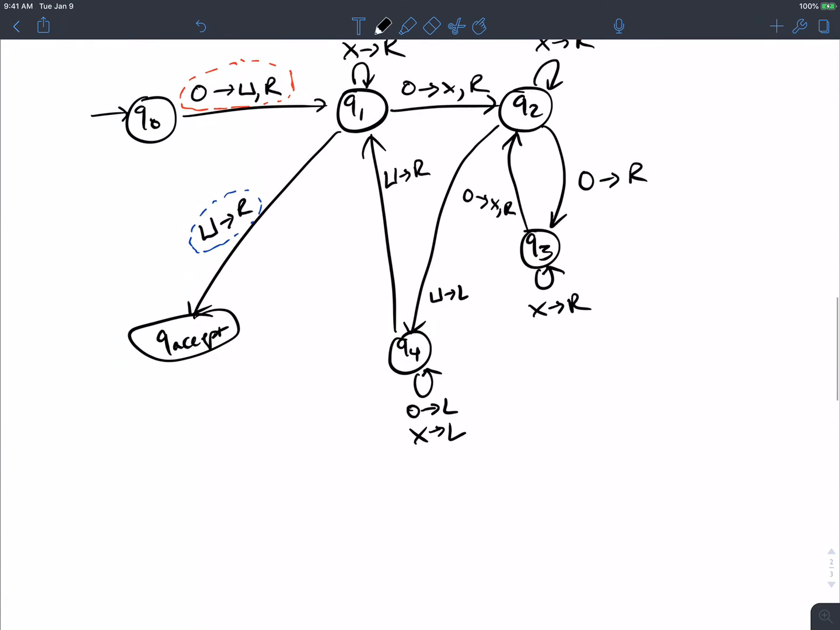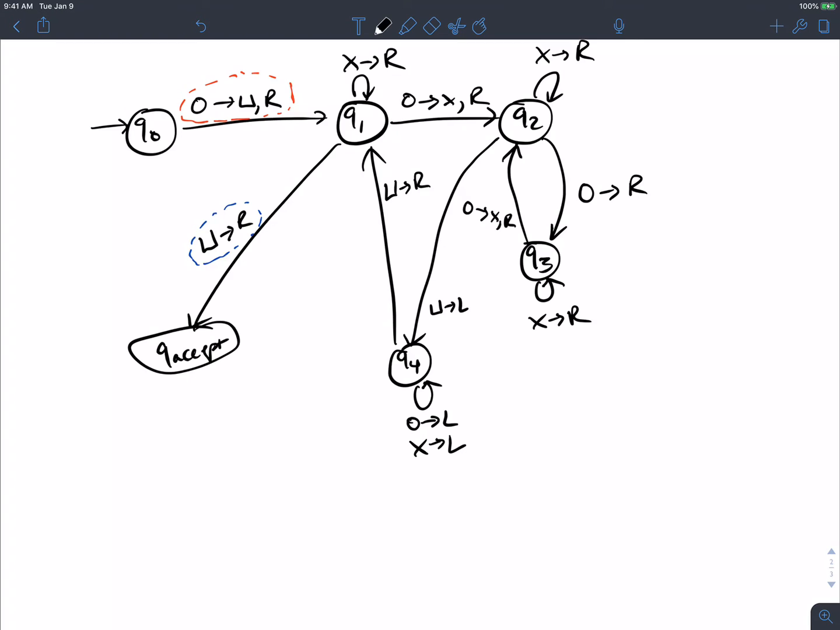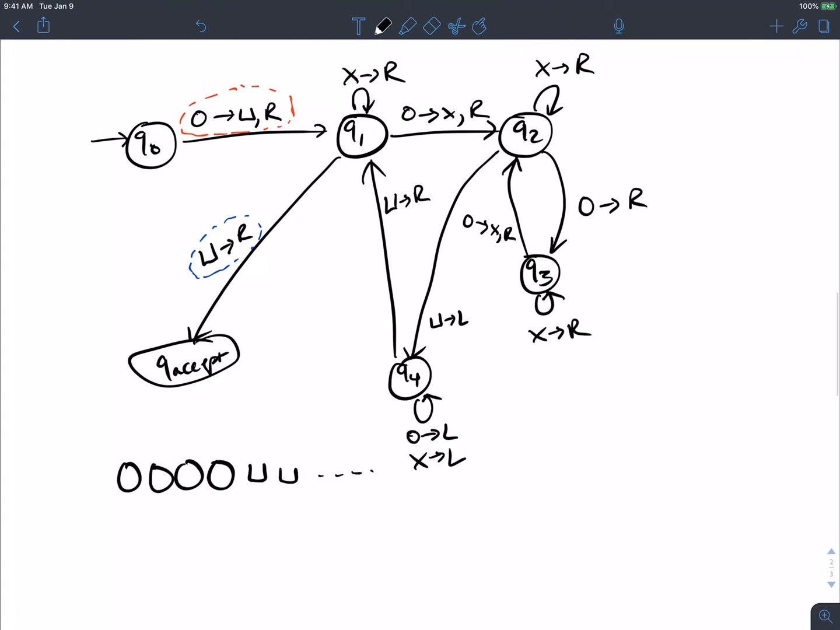Let's look at a particular input that will be accepted: 0, 0, 0, 0. Let's trace through the computation. This is the input that's on the tape, and a bunch of blanks afterward. What does the very first transition do? We're pointed here, so it marks that 0 with a blank and moves right.